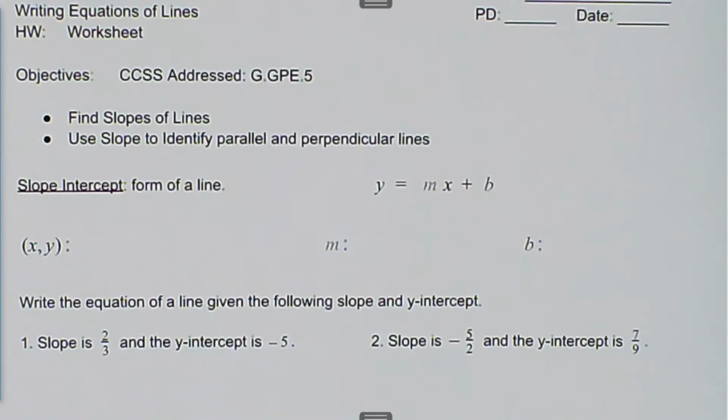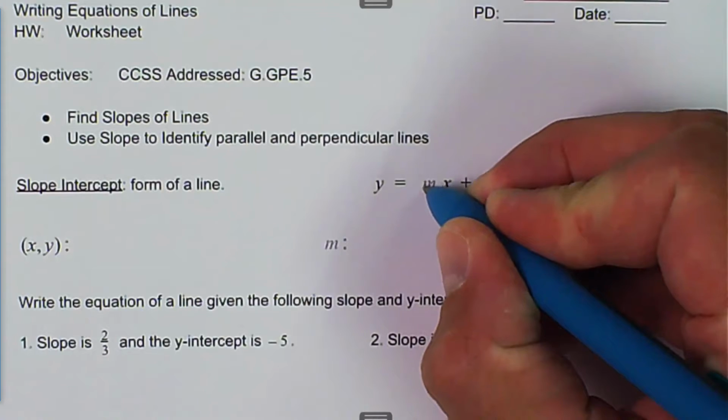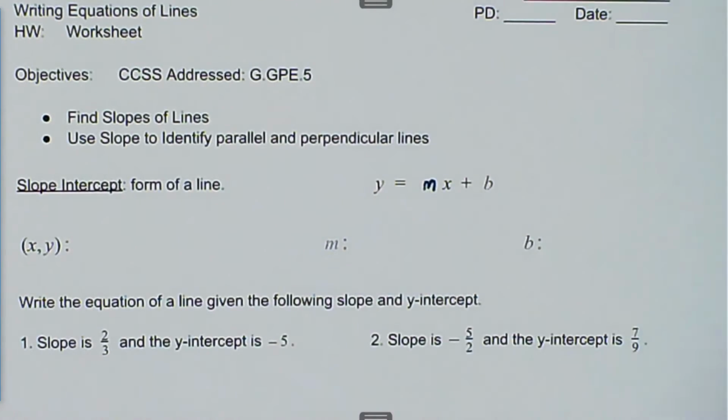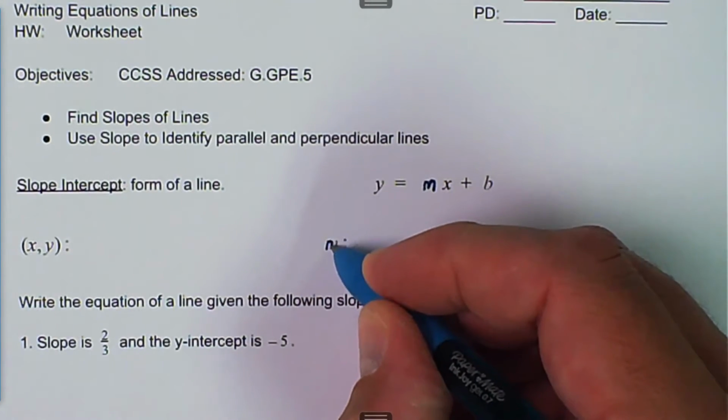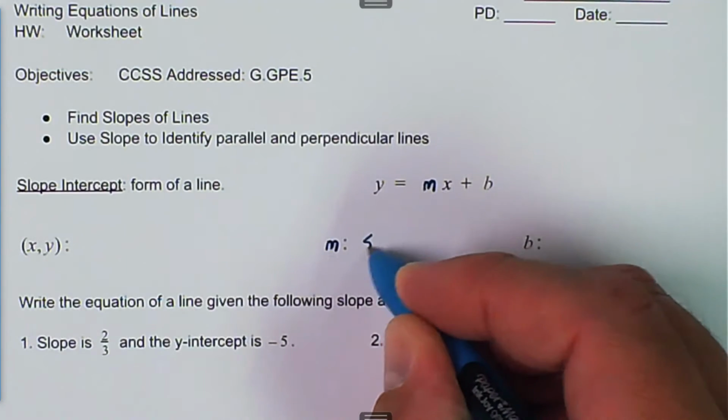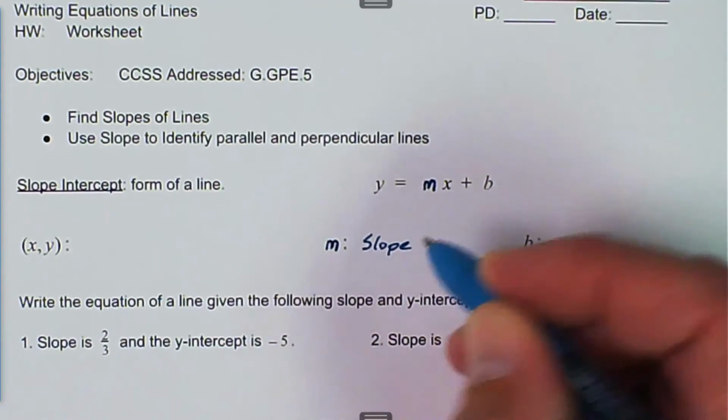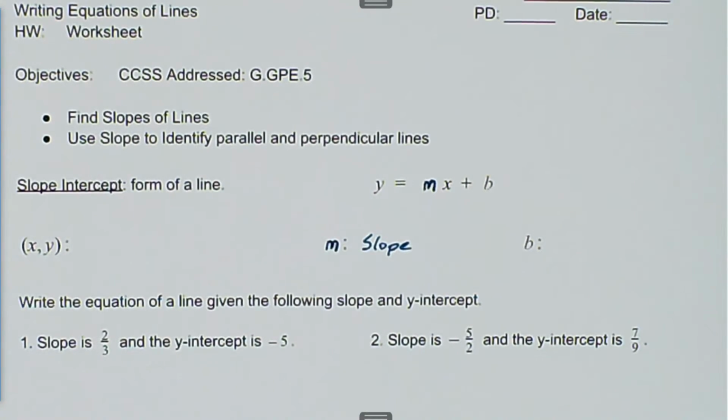We are talking about writing equations of lines, and we want to find the slope of lines and use slope to identify parallel and perpendicular lines. So our favorite form of a linear equation is y equals mx plus b, where we have the m, and in this case our m is the slope, or how the line is changing.